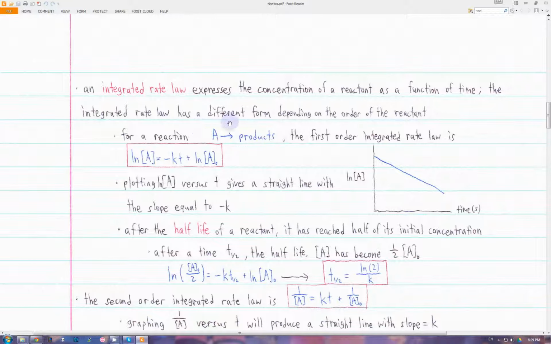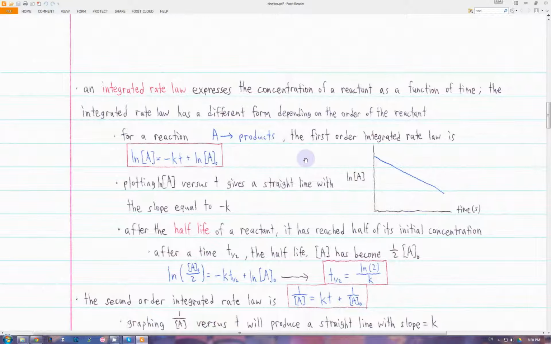So the first order integrated rate law is the ln of the concentration of the reactant equals negative kt, where k is the rate constant and t is time in seconds, plus the ln of the initial concentration of the reactant. Now this little 0 here means initial.